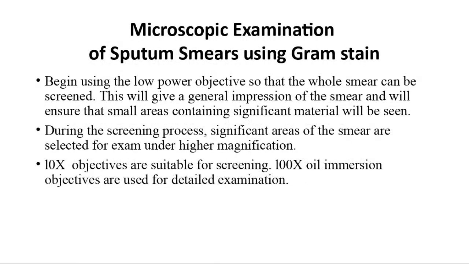When you perform the microscopic examination by Gram staining of the sputum, what are the rules? First of all, you should select the 10x objective and find a suitable field, a place where there is no thick smear, a very fine smear. Then you put the 100x oil lens, put one drop of oil immersion, and then you examine under the microscope.